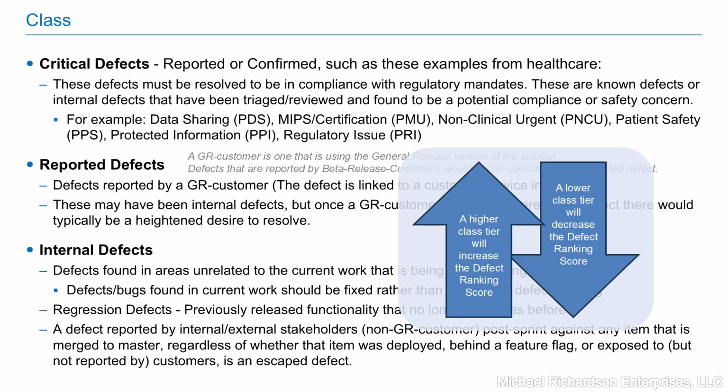In the examples considered in these videos, we assume that defects found by customers using the general release version of the solution should be prioritized over an internally known defect having the same reach and impact as the reported defect. Defects in higher tiers, those inherently more likely to have bad consequences if unresolved, will have a higher defect ranking score.